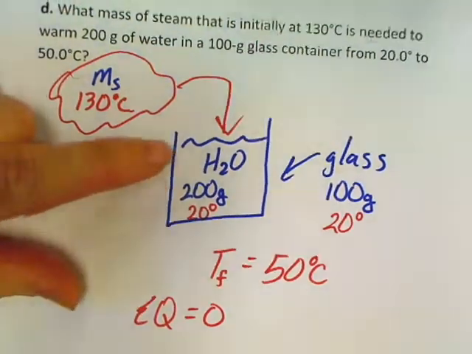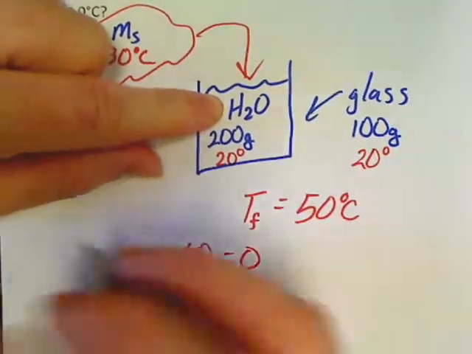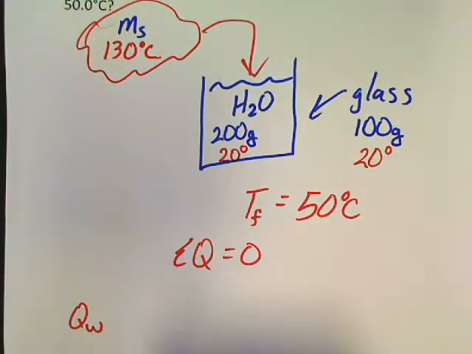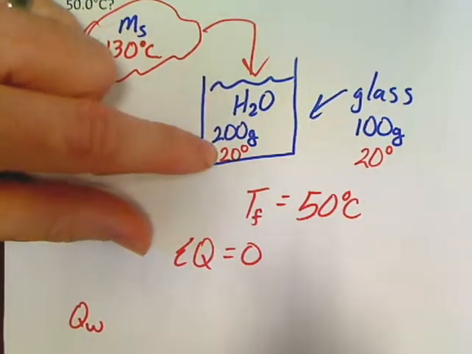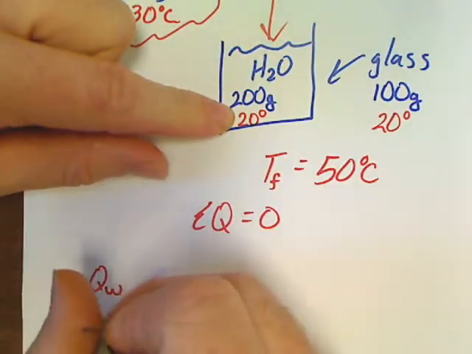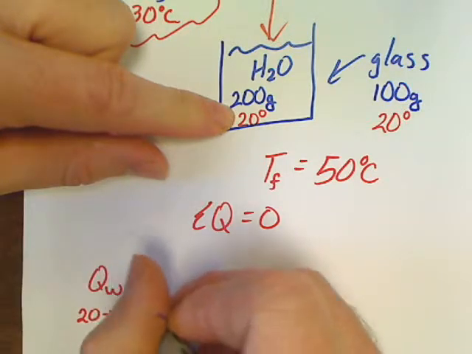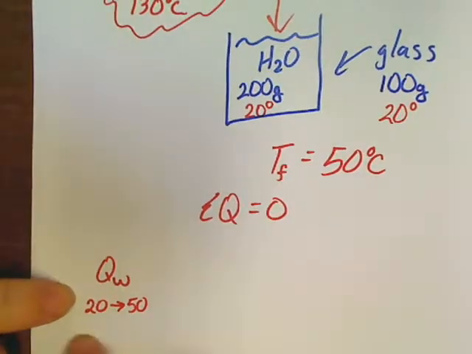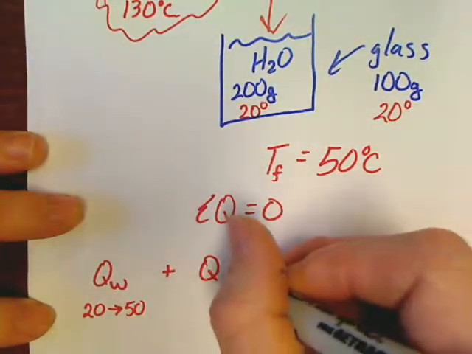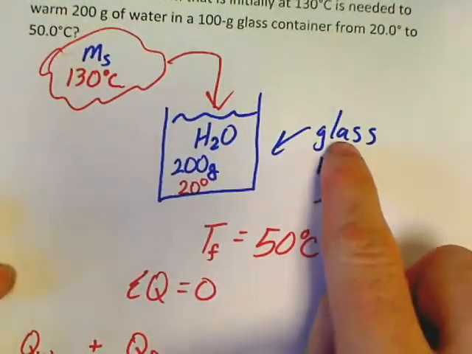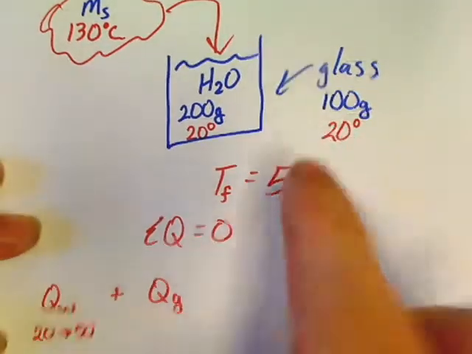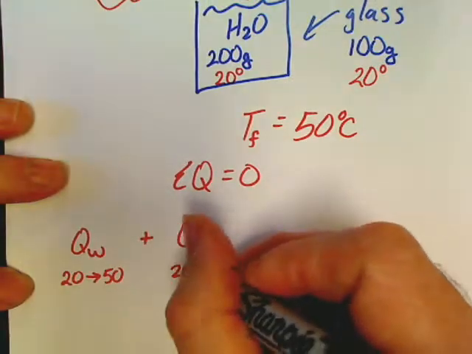You already know enough to start. You know you're going to have a Q for water. So we're going to have a Q for water. And let's do something. We're going to try and heat that water from 20 to 50. So I'm going to write Q for water 20 to 50. Because I'm going to try and heat that water from 20 to 50. Plus, I'm going to have a Q for glass. Because I'm going to try and take this glass and heat the glass from 20 to 50. All right, well, that's not too bad so far.